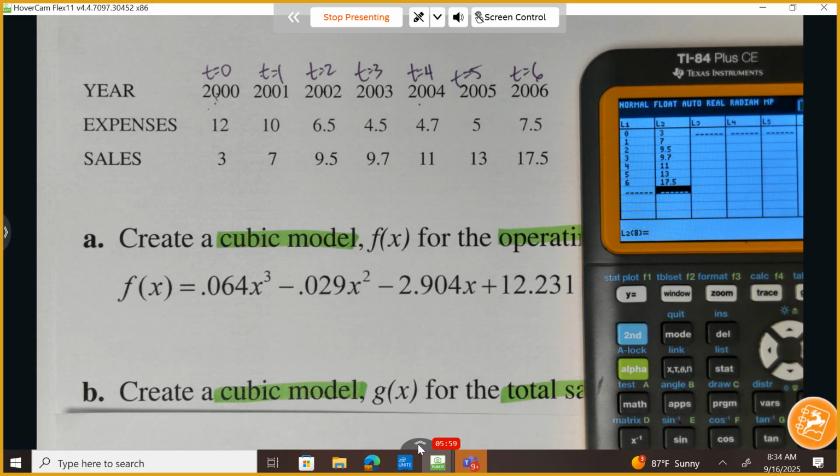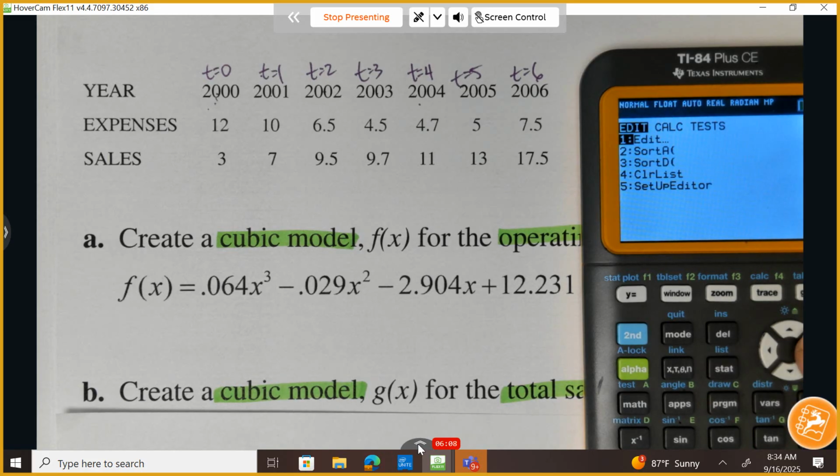And once you get there, we're going to do the same process. We're going to create this cubic equation using the regression capabilities. So what I do next is I come up here and I hit Stat. I go to Calculate. I go all the way down to cubic regression, and I press Enter all the way through.